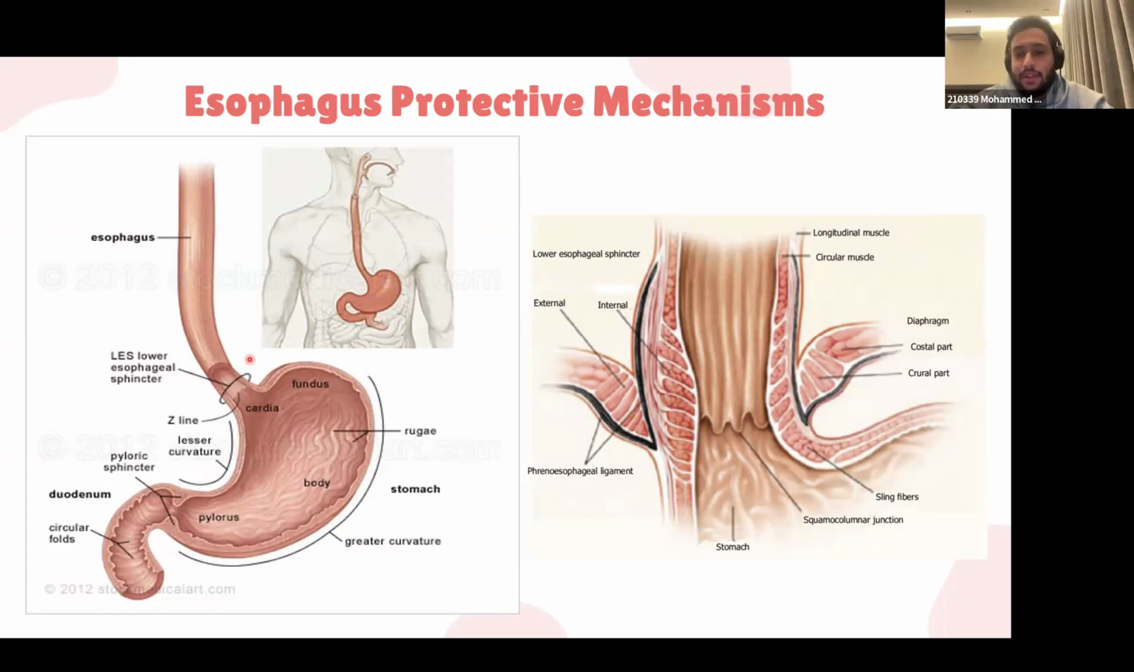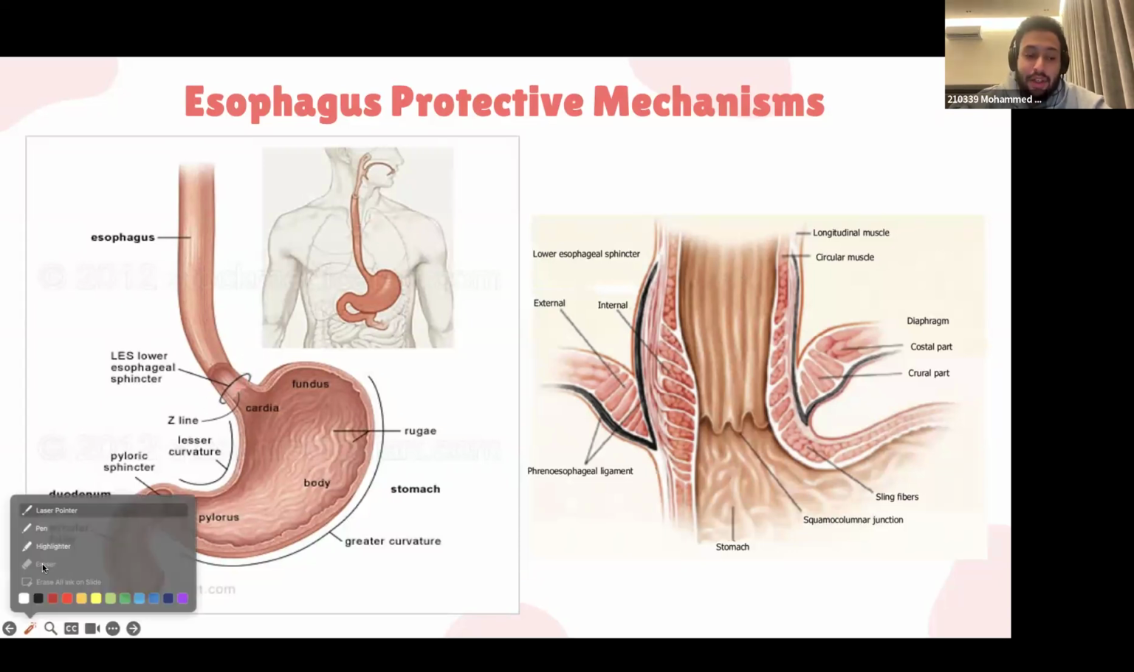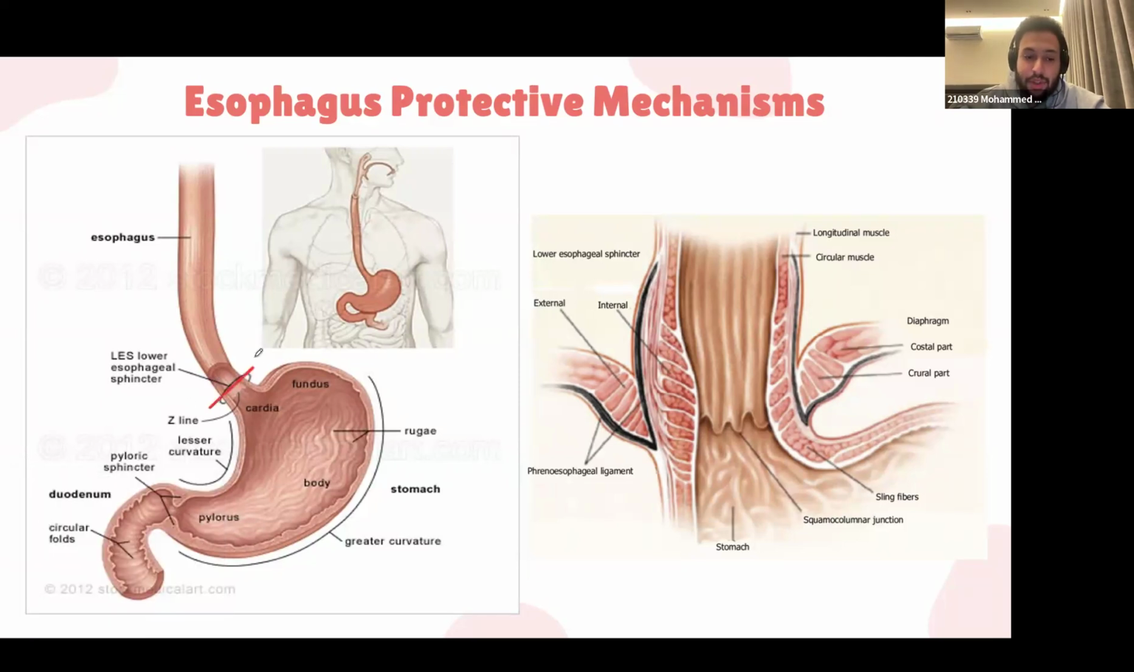Because the two main pathologies that you're going to need to know in the esophagus are dysphagia, difficulty swallowing, and gastric reflux, okay? Gastroesophageal reflux. So the most important protective mechanism for reflux is the lower esophageal sphincter. Now, it's not a true anatomical sphincter, it's a physiological sphincter. There's no clear distinction that this is the sphincter, okay? It's not like the pylorus where you have the thickened muscles and so on.